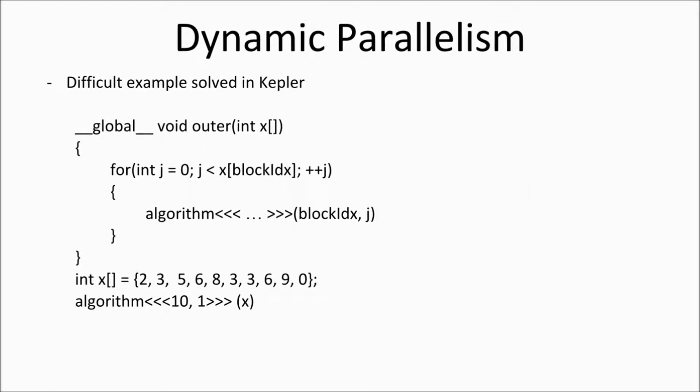Now let's take a look at how we can use dynamic parallelism to solve the problem at hand. Let's create a new kernel for the outer loop. Let this outer loop kernel accept an integer array as the runtime input parameter. Inside the outer loop kernel, let's loop based on the value obtained by indexing into the data array using the kernel's block index number, and then launch child kernels for the algorithm to run.